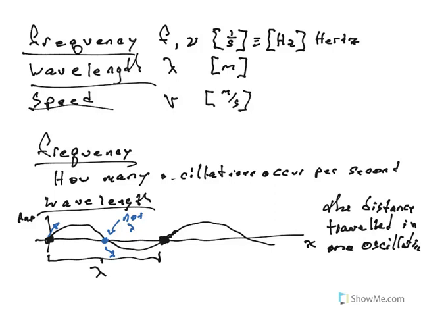And of course, we understand what speed is. It's how fast the wave travels. You know, it's going 60 miles per hour or 60 meters per second or whatever. Now, there are two other little characteristics we could talk about which relate to these.